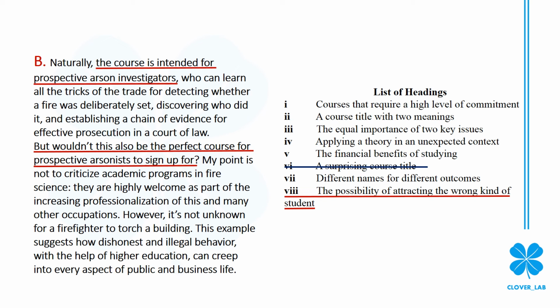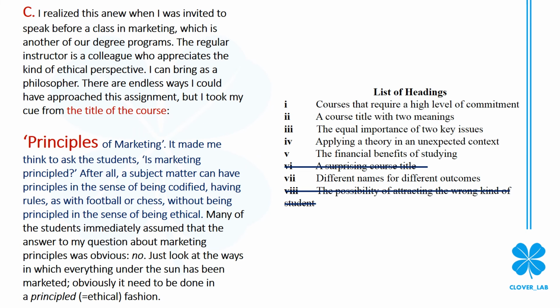Alrighty, let's continue with section C. Look through this section, please. Alright, so what's the answer? Yes, the answer is heading number 2, a course title with 2 meanings. Let me elaborate on that. Section C tells us about the author and his story about the title of the course. There are 2 remaining headings that could be related to a title, right? So these are heading number 2 and heading number 7.